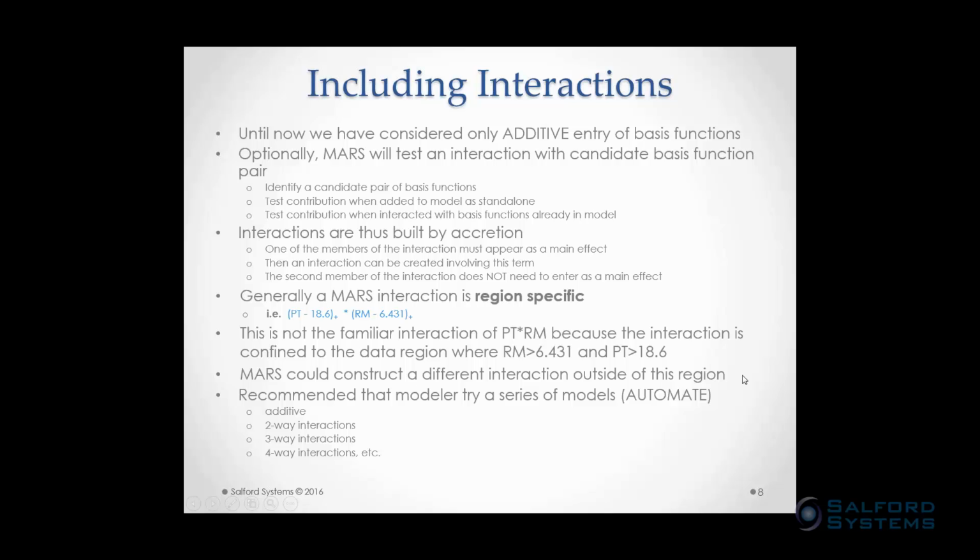Now this can get a bit complicated, and you might be wondering, well, which model should I be using? And so we do try and help you out here with model automation. We recommend that you try an additive model as well as a model with two-way interactions and possibly three- and four-way interactions as well. Depends on the data and how interactions are present in your data. So at the end of this, I'll be showing you some model automation, and I can point out how you can run your MARS model automatically with each of these different settings. And then you can view them side by side to see which one works best.